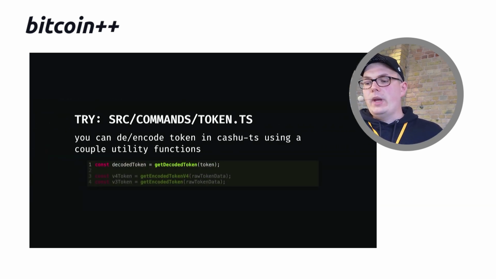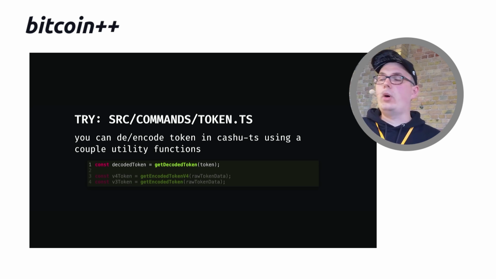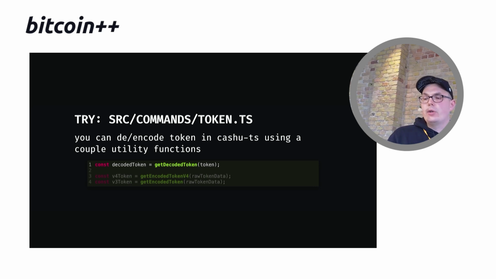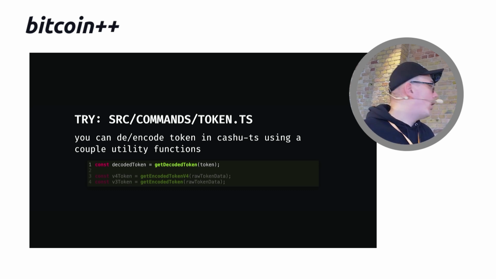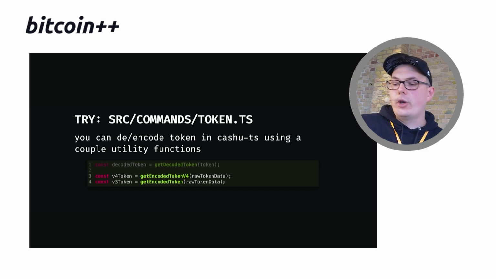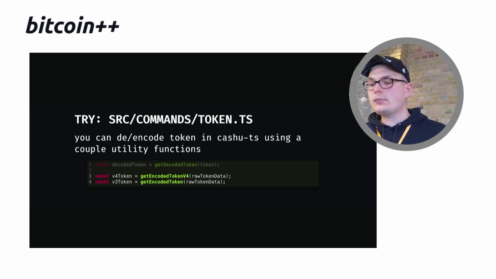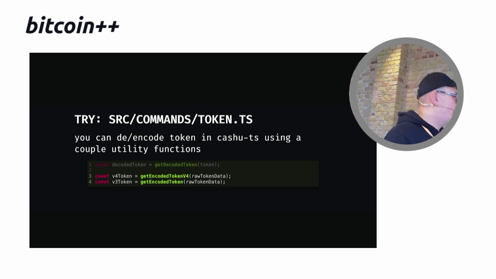So we have 3 utilities. Those are not on the wallet instance. These are just standalone utilities exported by the module. We have getDecodedToken, which takes a serialized and encoded token and gives us this raw output that we just saw in the console. And then we have 2 getEncodedToken functions, one for the V3 version, which is the standard version right now, so it's called getEncodedToken. And then for the more bleeding edge version, V4, getEncodedTokenV4.